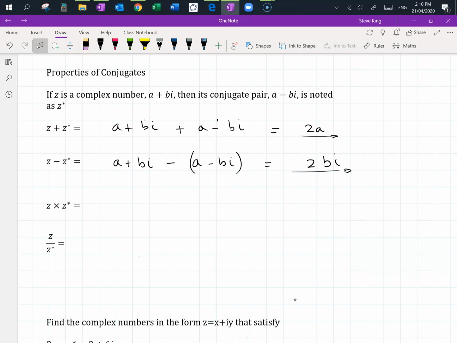If I go and multiply a number and its conjugate, well, I'll get a plus bi multiplied by a minus bi, and that should look familiar to you from the difference of two squares.